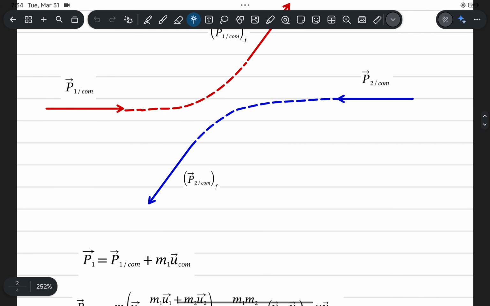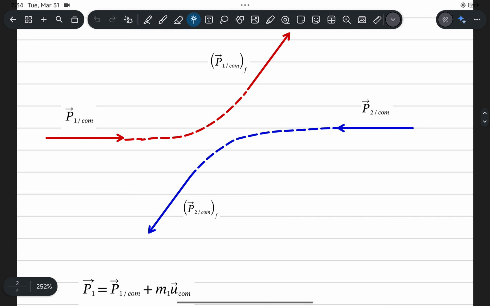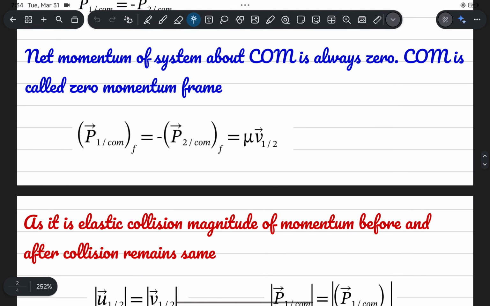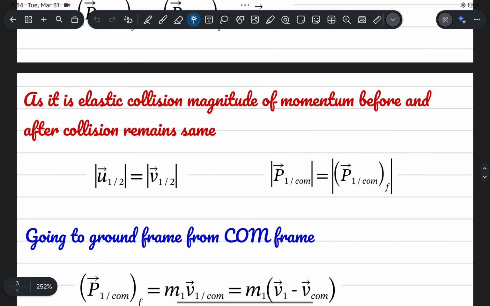Okay, and as this is an elastic collision, initial momentum and final momentum magnitudes also will be equal, as there is no energy loss. So initial magnitude of momentum is equal to final magnitude of momentum.